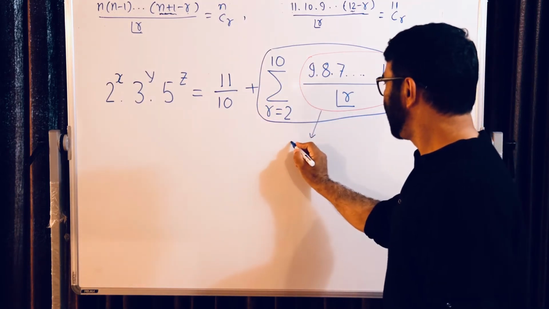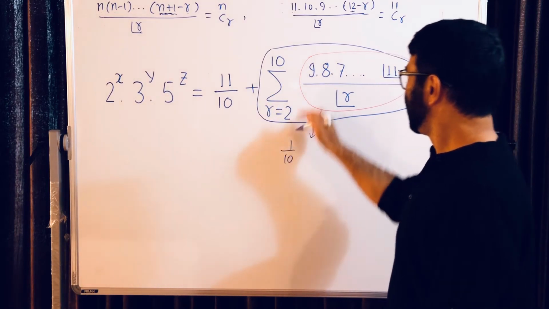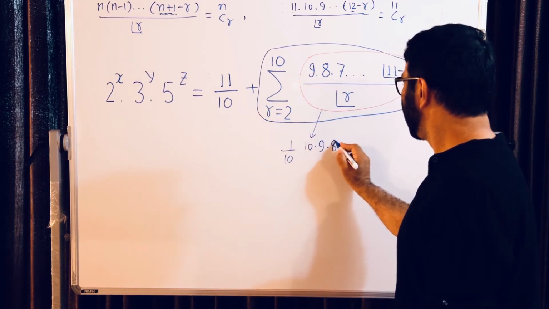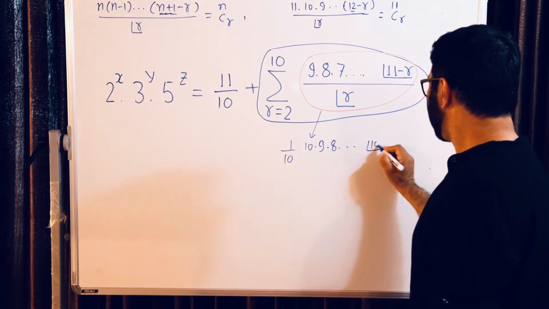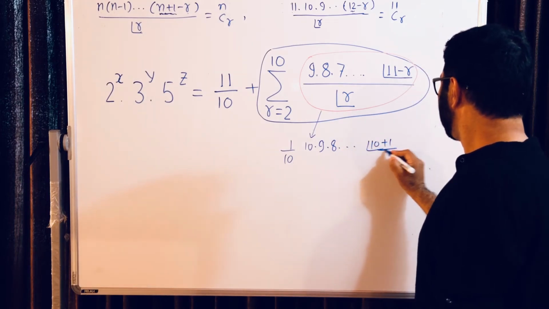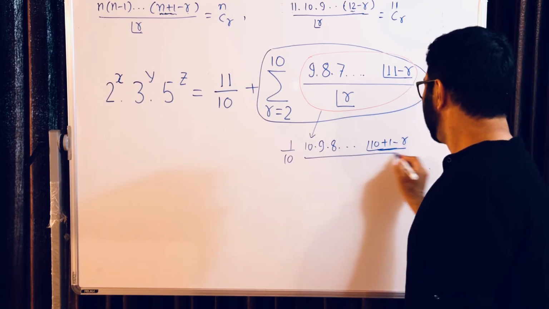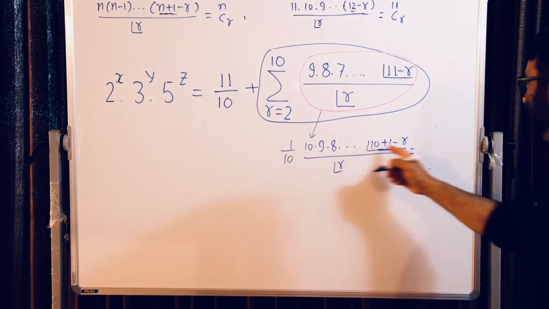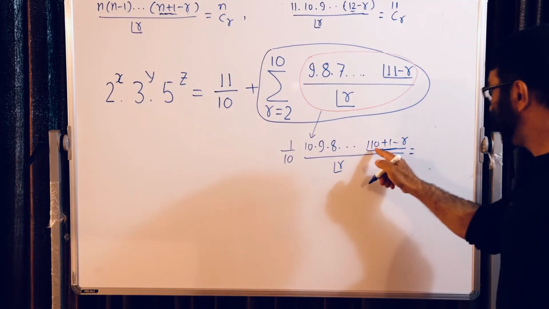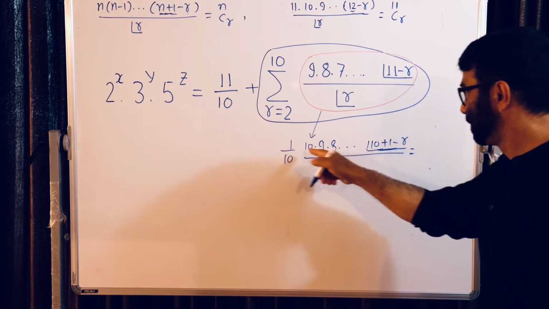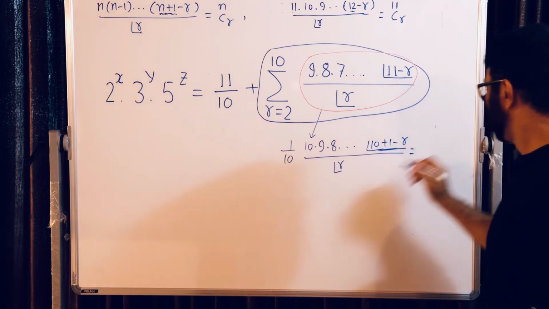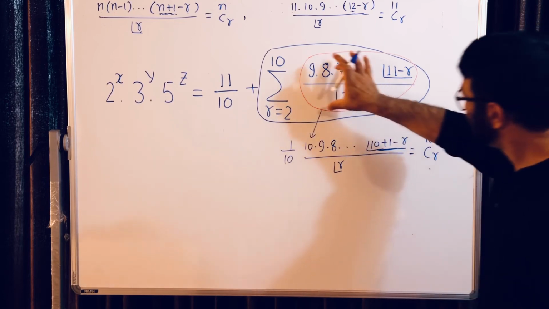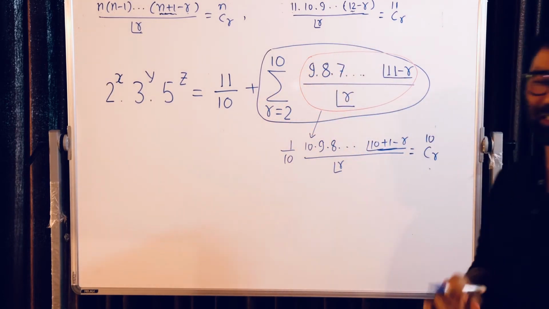Then it is very simple. If we divide and multiply by 10, we will get 10, 9, 8, 7, up to 10 plus 1 minus r, divided by factorial r, and this can be written as NCR. What is n here? N is 10. It means this is 10 CR. This is a very simple problem now.